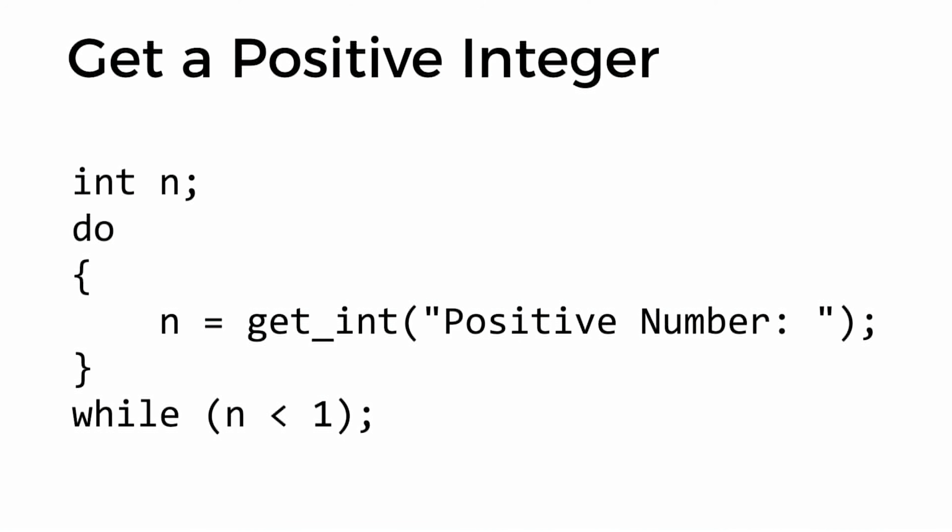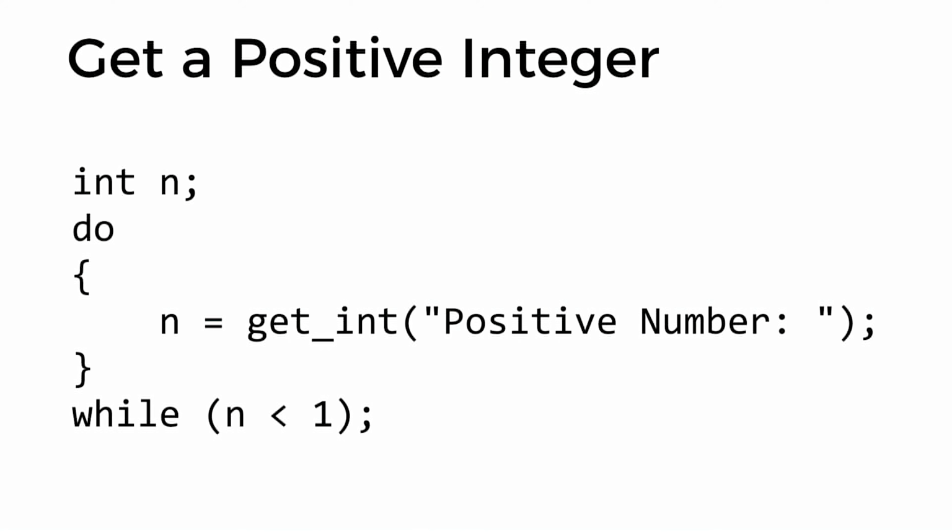Well, here's an example of a do-while loop that gets a positive integer. We first declare a variable called n, and here's our do-while loop. We're going to repeat this block of code, letting n equal getInt positive number, meaning we're going to prompt the user to type in a positive number and save whatever they type in inside of the variable n.